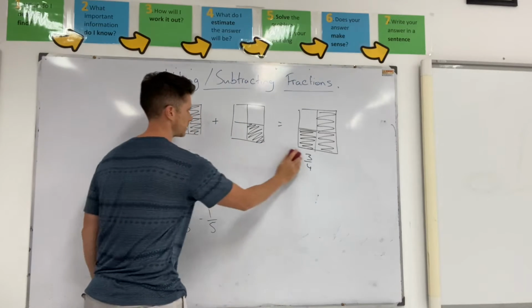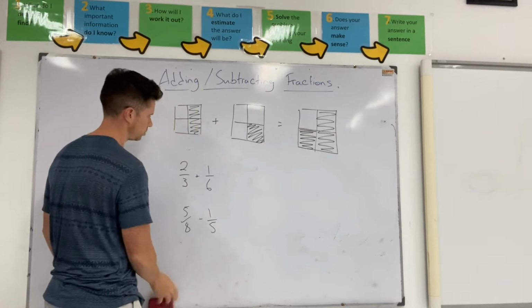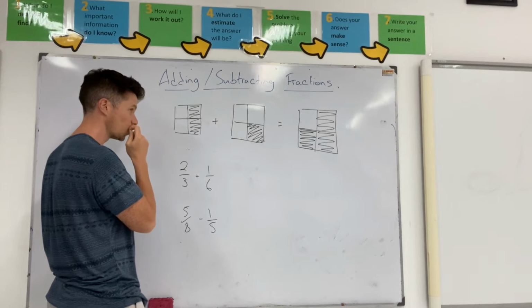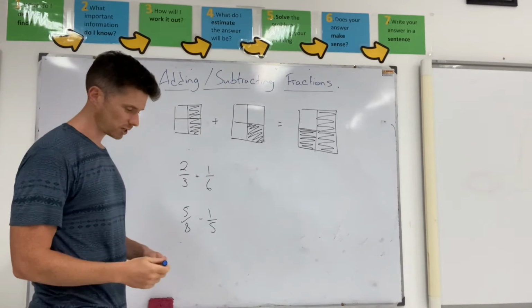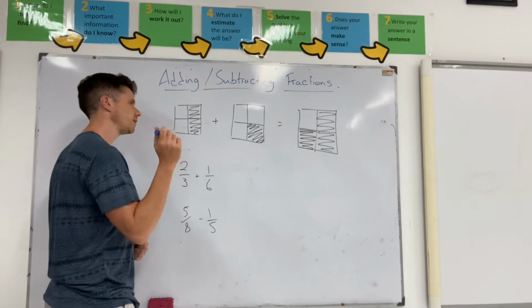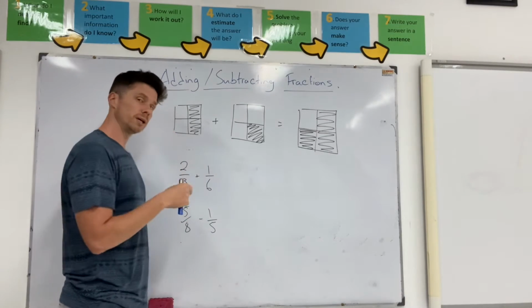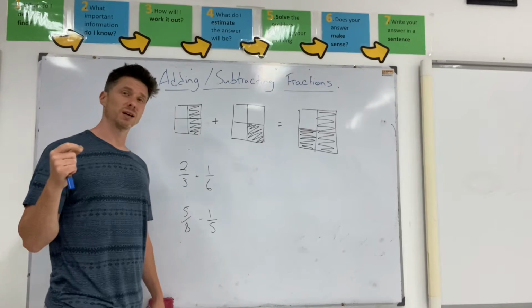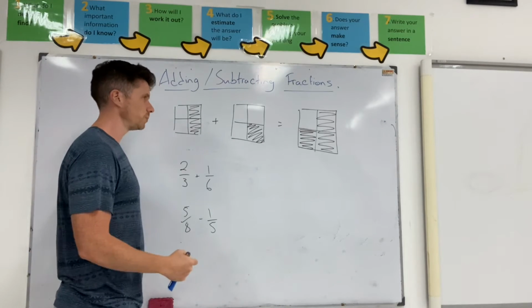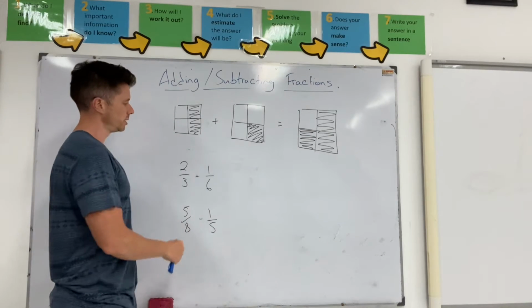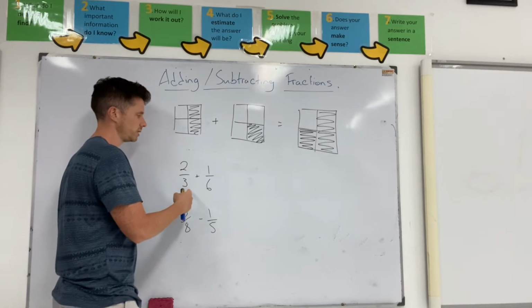In our first example, we're going to do some addition. We're going to do 2/3 plus 1/6. Now we want to do this without a diagram. We need to find the common denominator. So the common denominator will be, going back to the last unit, using lowest common multiple. It'll be the smallest common multiple between 3 and 6.